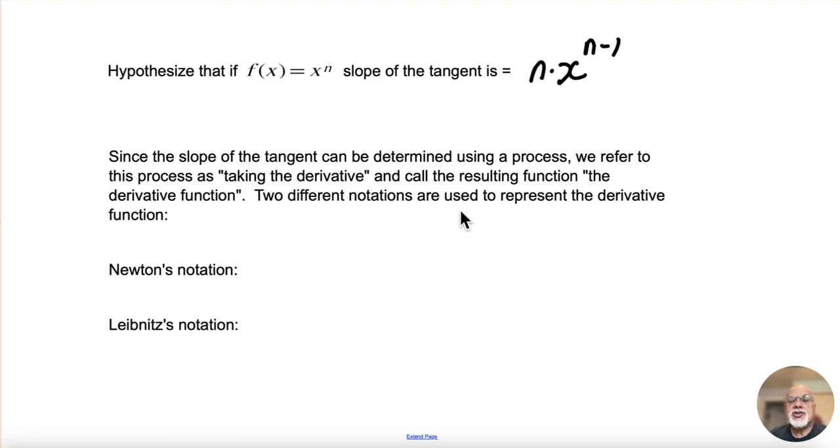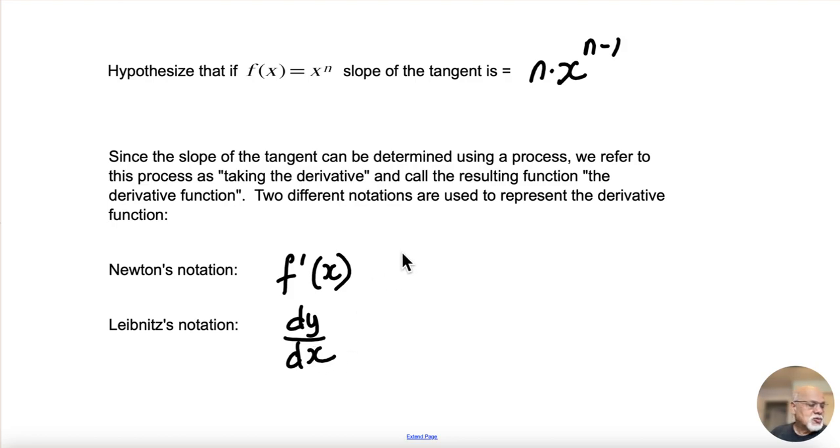Two different notations are used to represent the derivative function. One of them is Newton's notation, and he would have used f prime of x for the derivative, and Leibniz, which actually is a little bit more intuitive, wrote dy by dx.